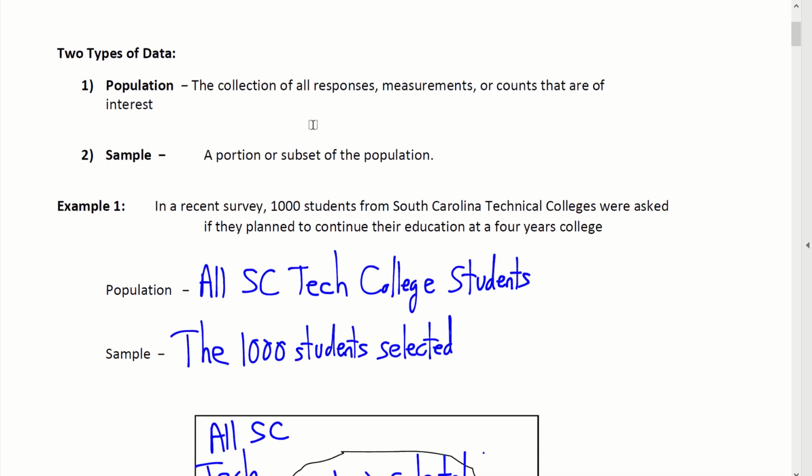Throughout the class, a common theme will be keeping track of the type of data we're gathering. Population data is data that is a collection of all responses, measurements, or counts that are of interest. So when you have information or values from all of the responses, that's population data. If we have just a portion or a subset of the population, that's referred to as sample data.